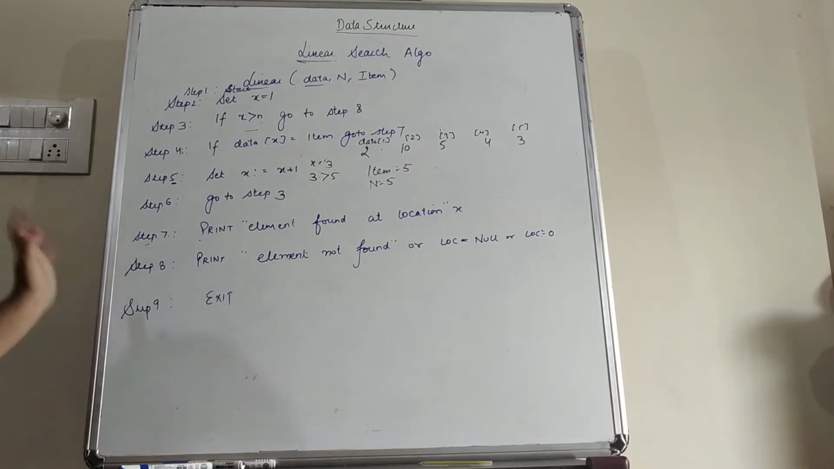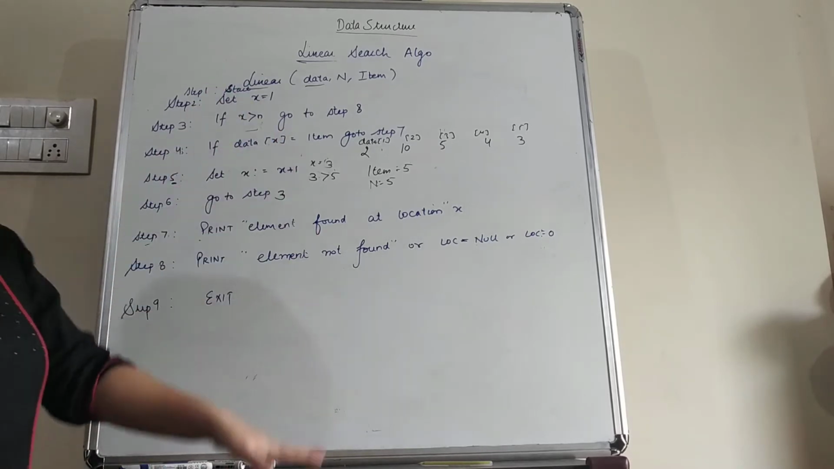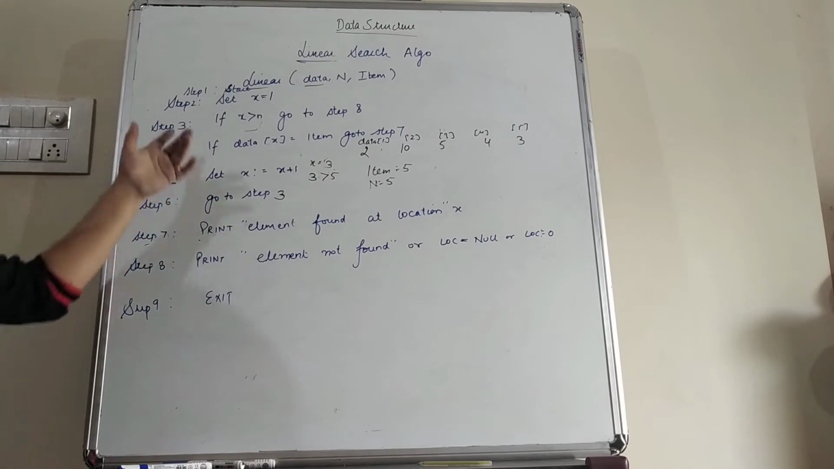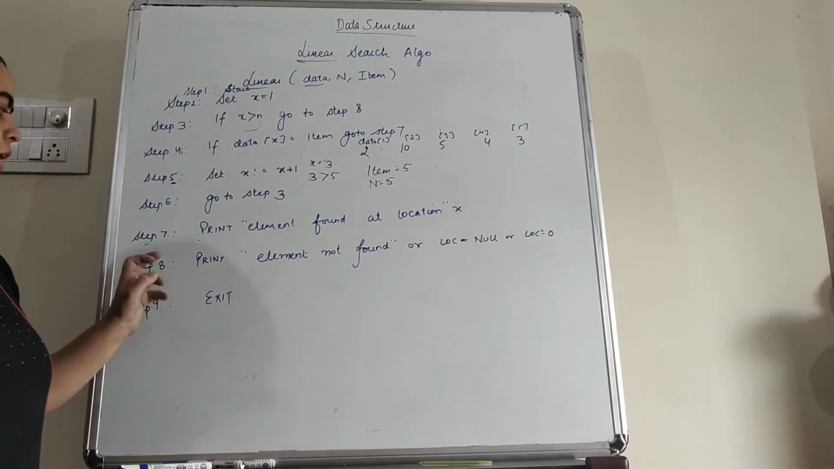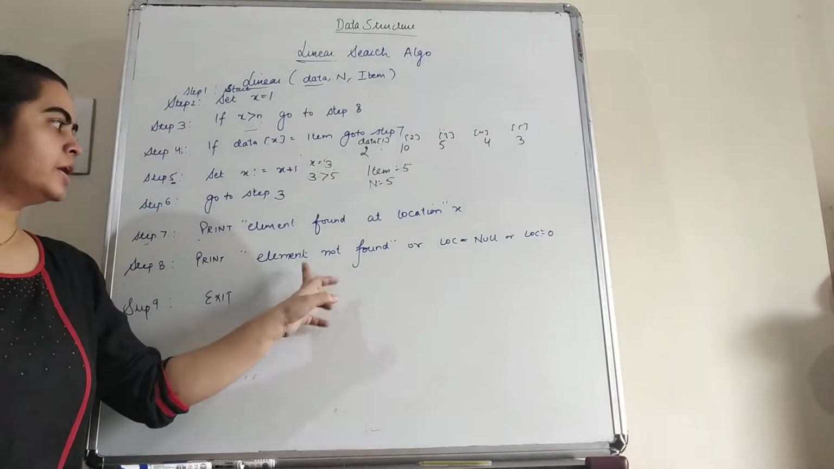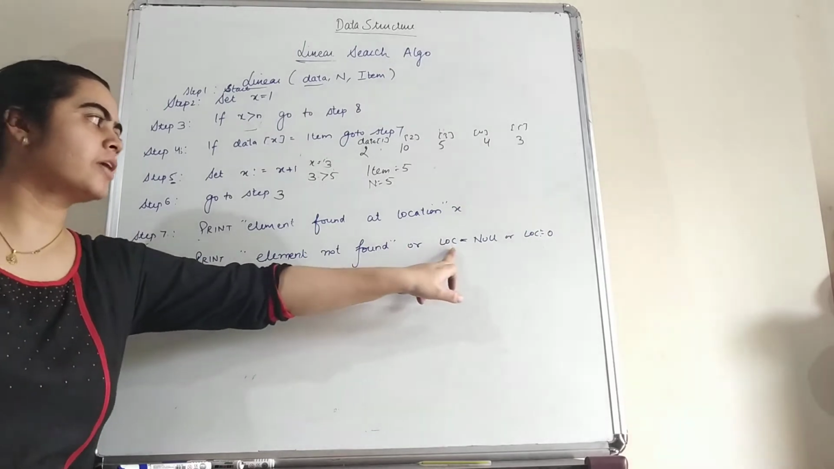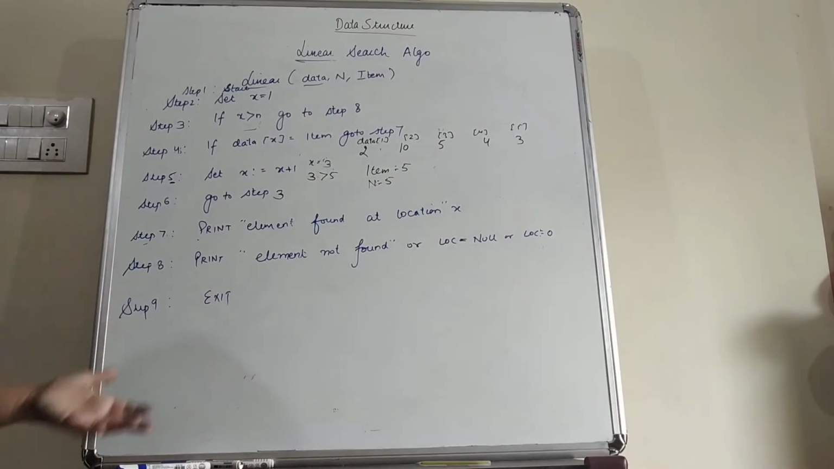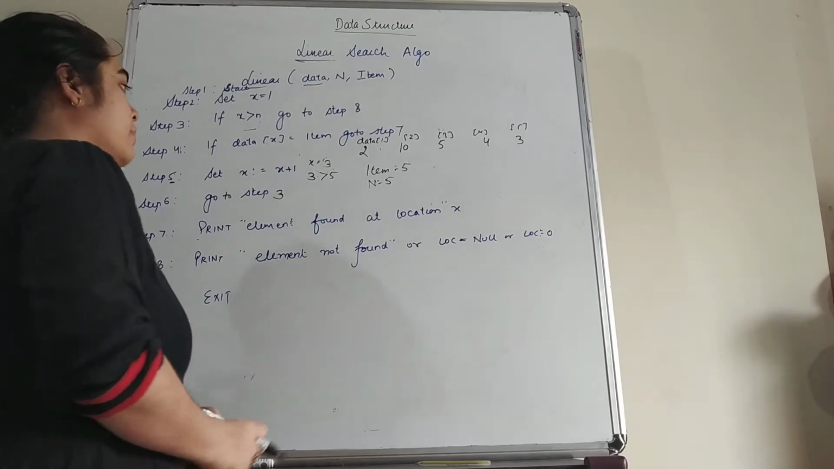Now students, if the element which we are going to search is not present in any of the locations, then it will directly go to step number 8, and here it is written print element not found, or we can write location is equal to null or location is equal to 0. So again you can see this with the help of an example.